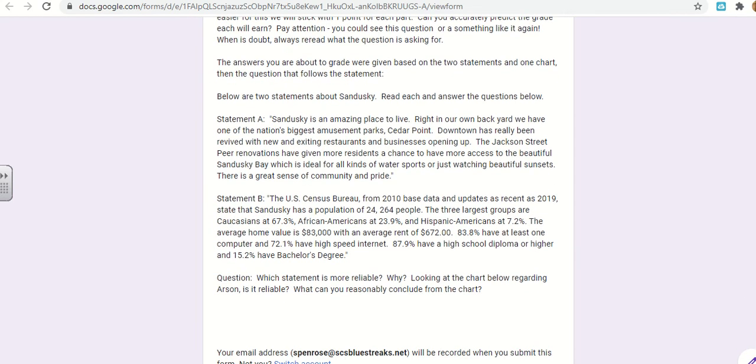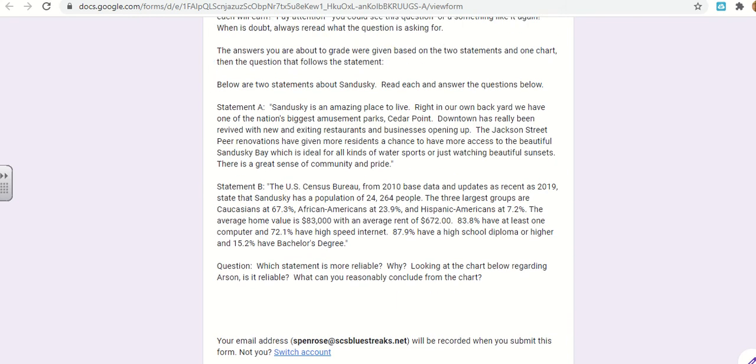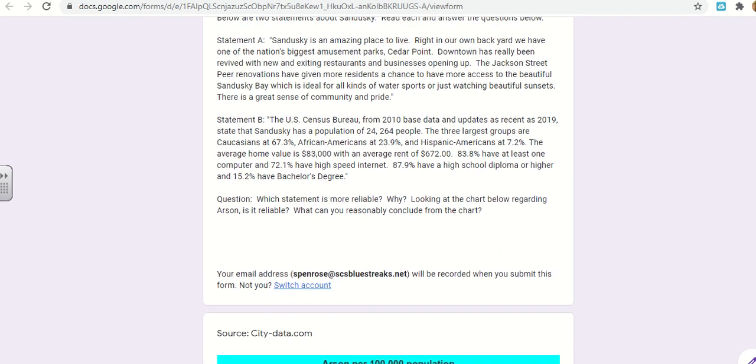So for this one, I'm giving you the information. I'm telling you, here's 2 statements about Sandusky, and I'm giving you a chart. Okay, so let's read the 2 statements real quick. So this is another link. So you do the first link, and you kind of practice on those first, and then you do this second form. This statement says, Sandusky is an amazing place to live.